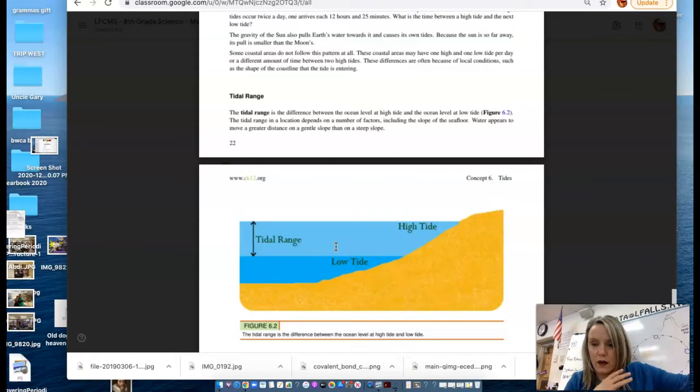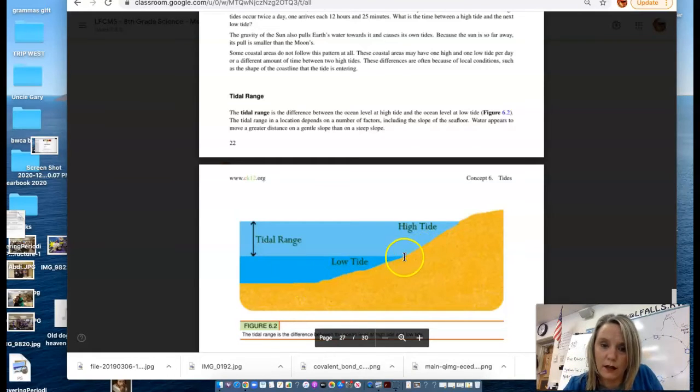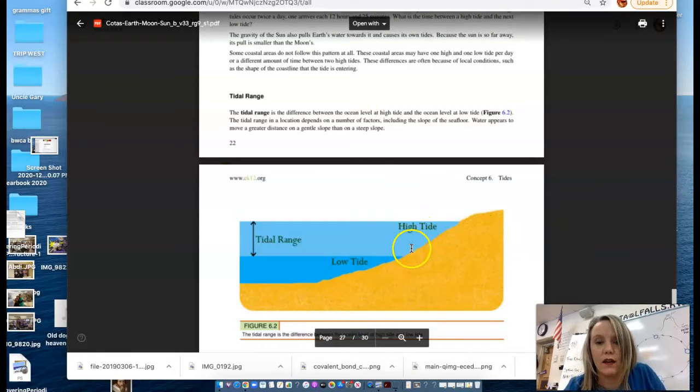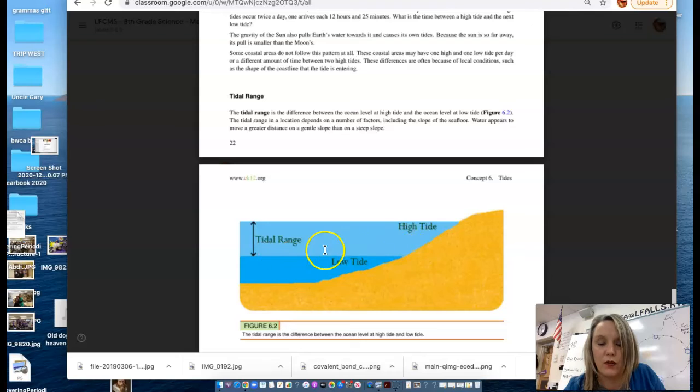Okay? If it's got a very steep shoreline, that tidal range is not going to come in as far inland as it would if this were really gradually sloped. So it really depends on the topography and also, again, what phase of the moon we have, okay?